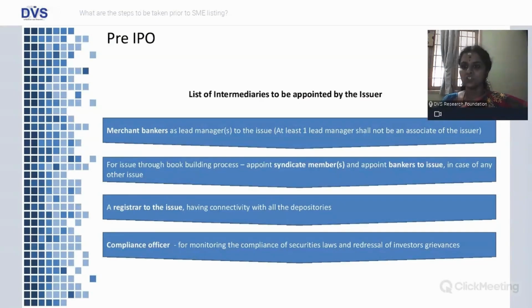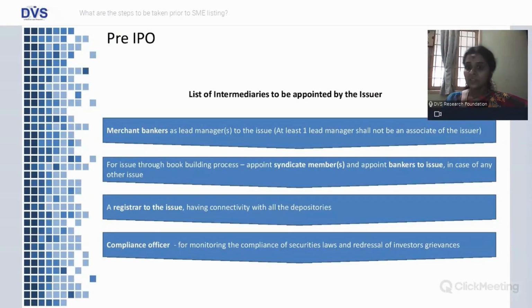associate of the issuer. What do you mean by not an associate? When you look at the SEBI regulation, the merchant banker regulation, Reg 21A talks about who shall not be an associate. It clearly says that he shall be an independent party, for which they are giving 3 criteria. 1, neither the issuer nor the other party, that is this merchant banker, shall be related, that is they shall not exercise control over the other.